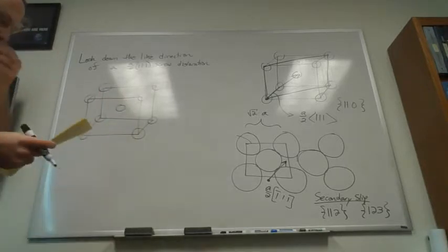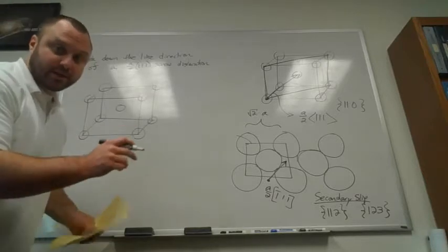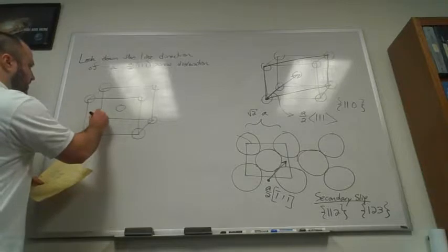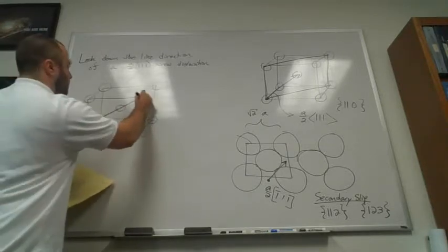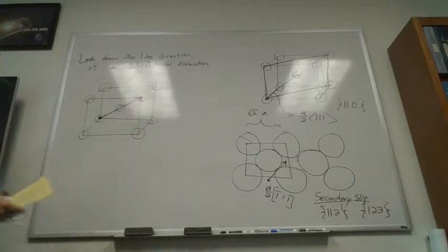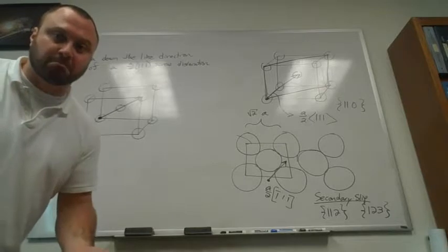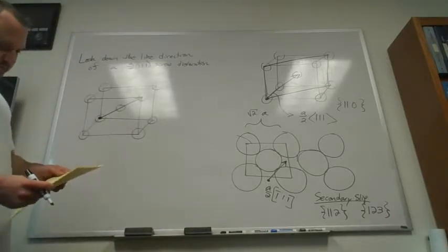I have my BCC structure. We're looking down the line direction, all right? It's a 1, 1, 1 type direction. That direction is connecting this back left atom to the front right atom, okay? We saw that when we defined the 1, 1, 1 plane in FCC. All right? So we're looking down that direction.